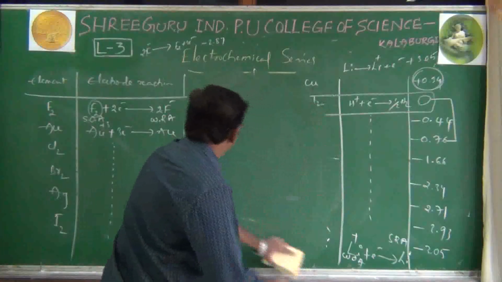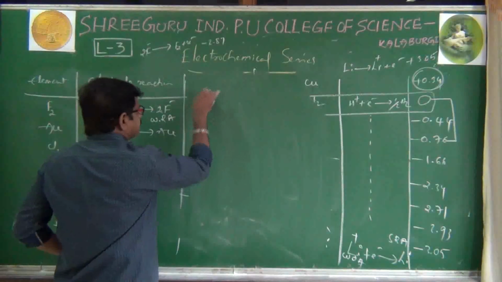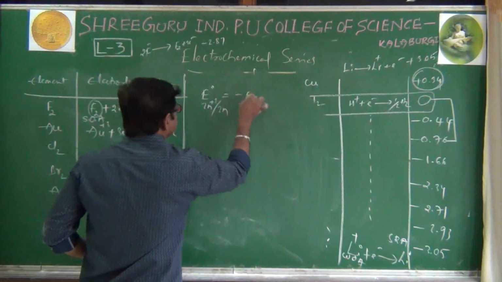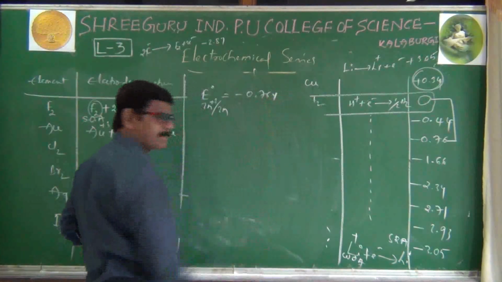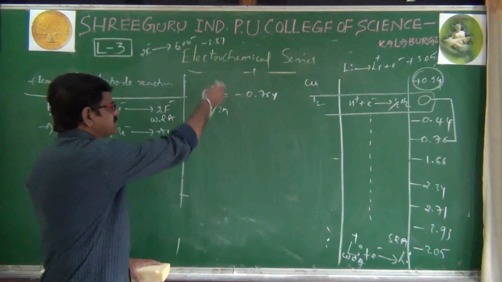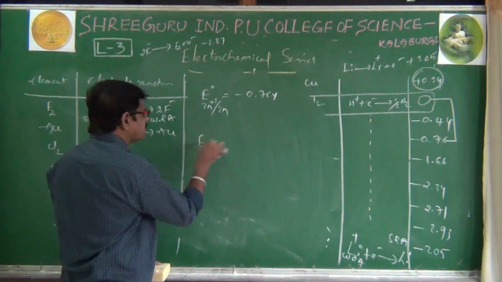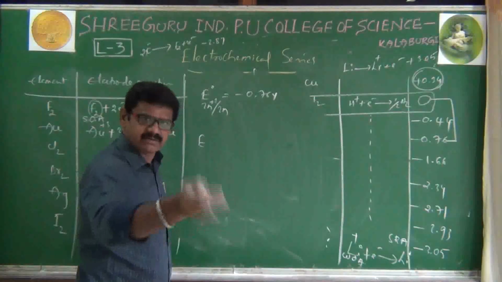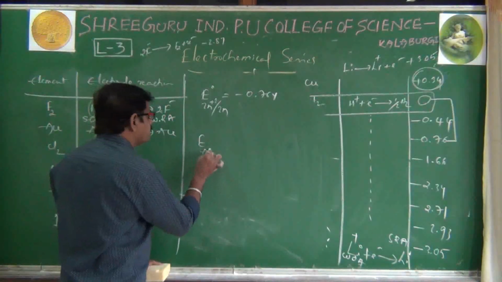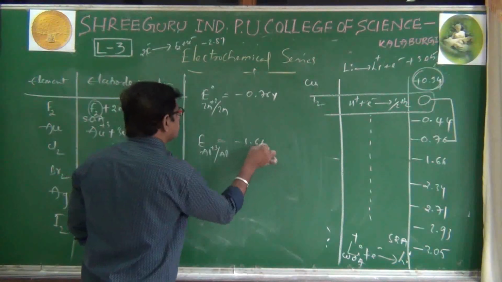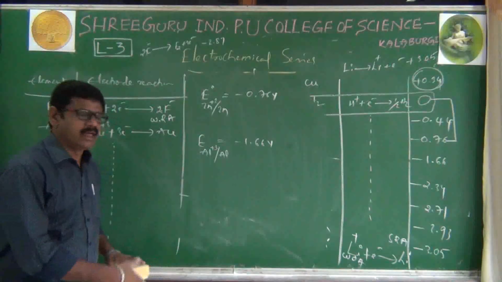For example purposes, I am using E0 Zn+2/Zn, whose value is -0.76. This -0.76 is the standard reduction potential of the zinc electrode. Now I am taking any other electrode, that is our wish, any one we can take. Then Al+3/Al, aluminium. Its value is -1.66. Okay.